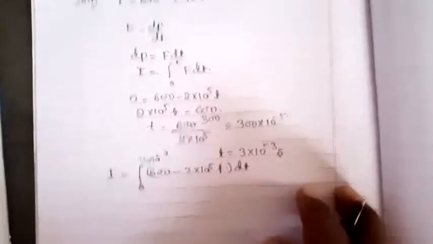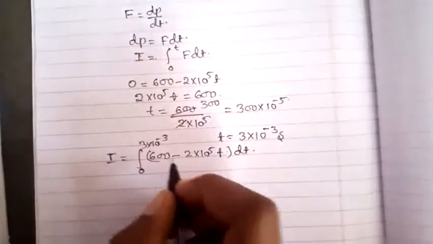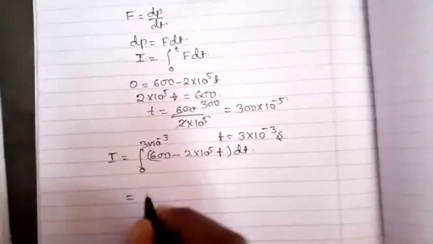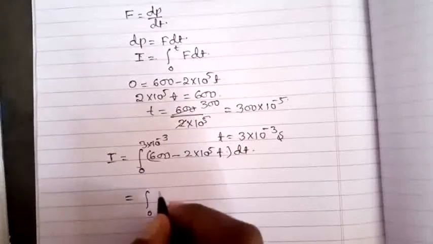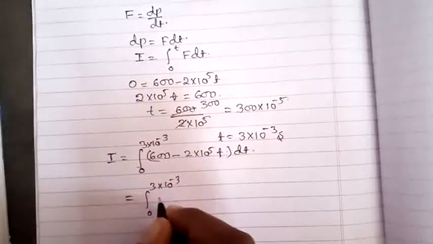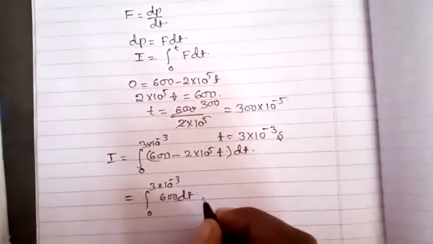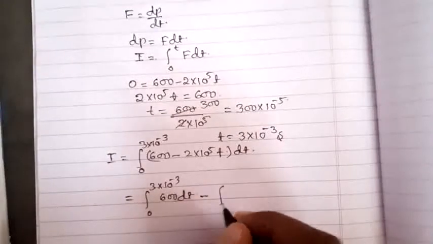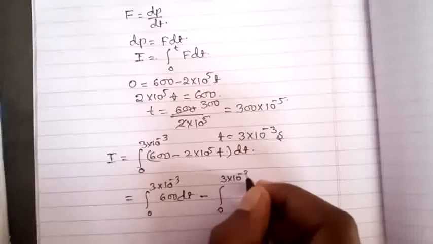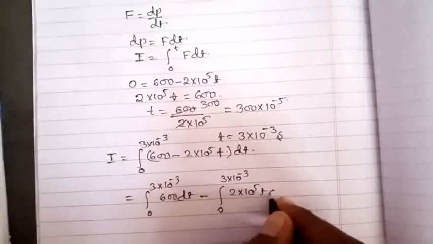Then integration by parts. So what is the integration by parts? Integration from 0 to 3 into 10 to the power of minus 3, 600 with respect to dt, minus integration from 0 to 3 into 10 to the power of minus 3, 2 into 10 to the power of 5 t with respect to dt.